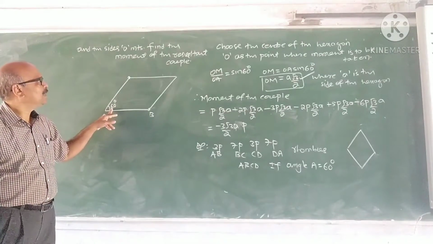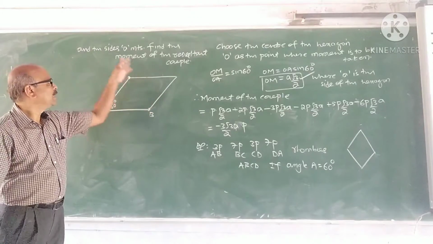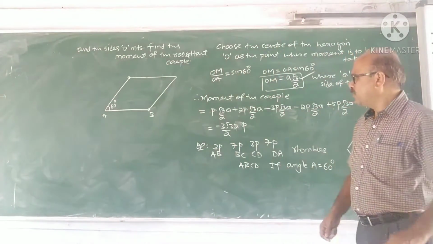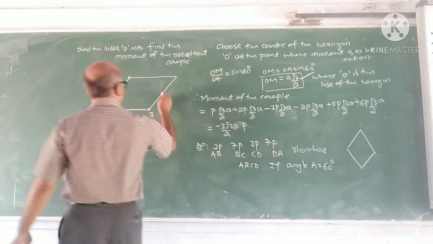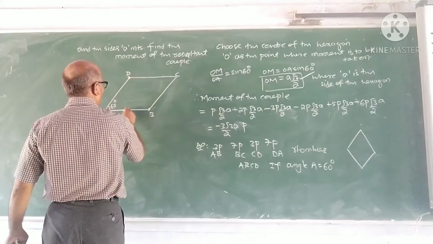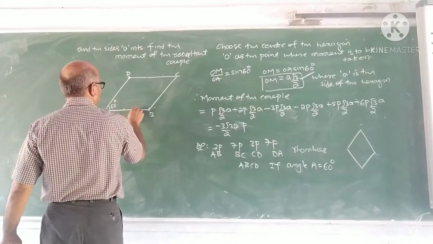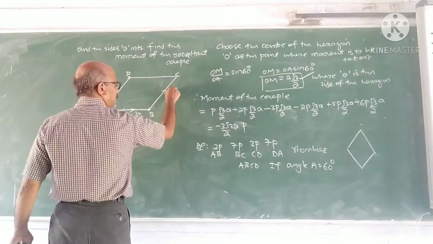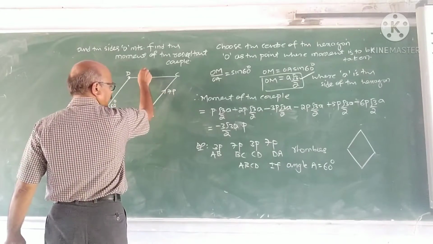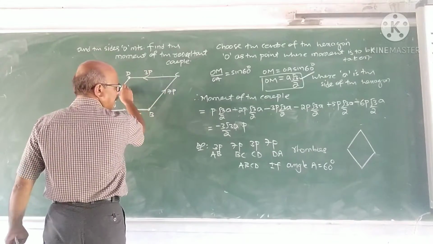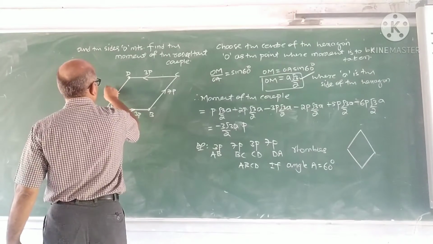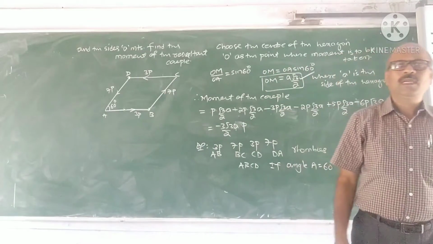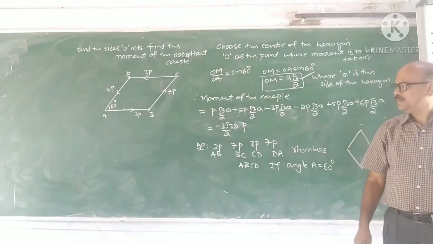60 degrees. What are the sides? Each is the same, a meters. Each side is a meters. And forces are along AB, BC, CD, DA. Along AB, what is the force? Along AB 3P, BC 7P, CD 3P, and DA 7P. Correct? Forces are like this.